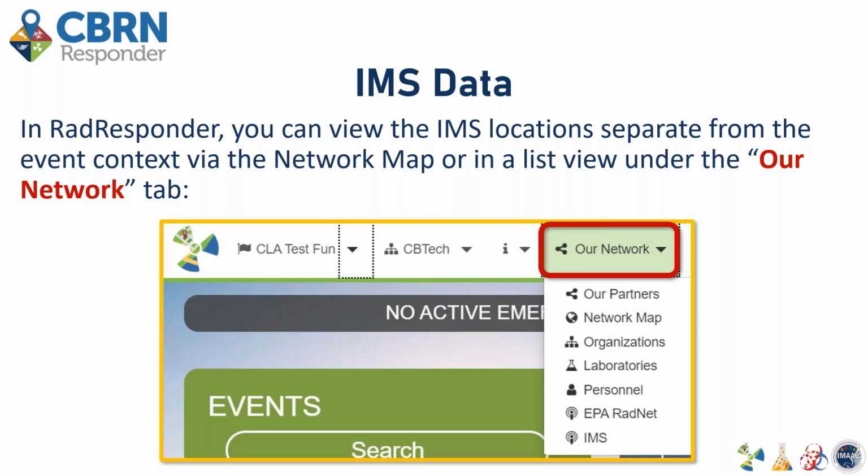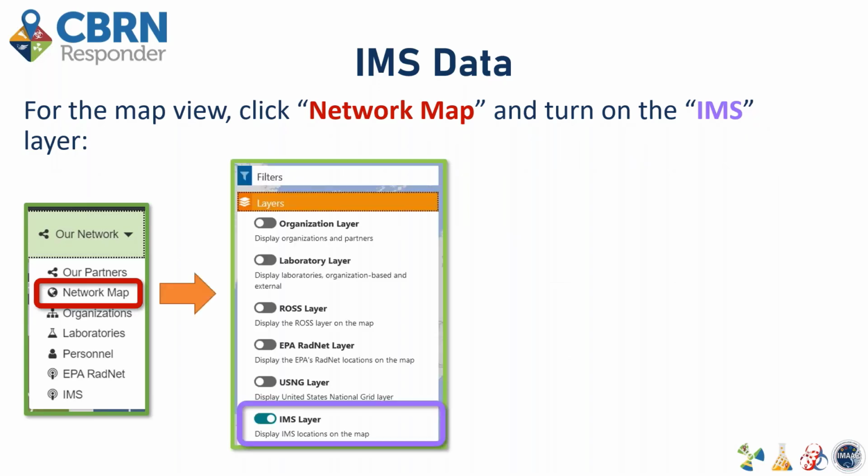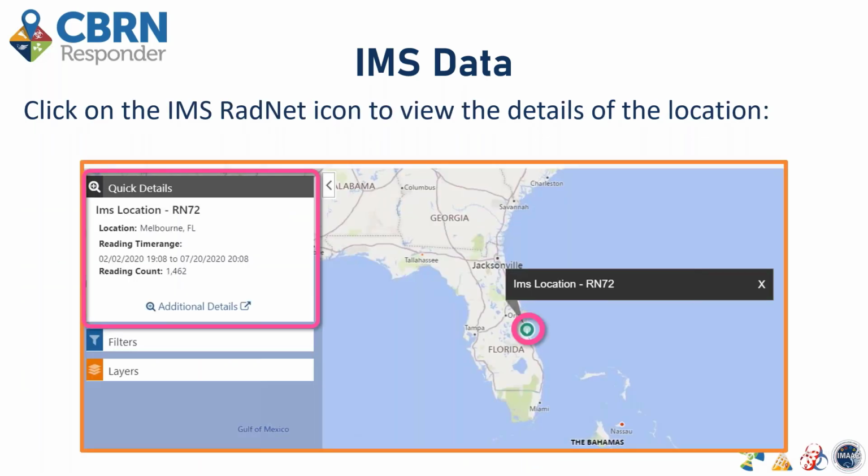If you want to view them from the network map, you'll open up Our Network. And once you're on the network map, you want to make sure the IMS layer is turned on. And here you can see the US-based locations that we do have. If I want to view a specific one, I will click on that icon, and in the quick details, I will see the location and the reading count and time range.